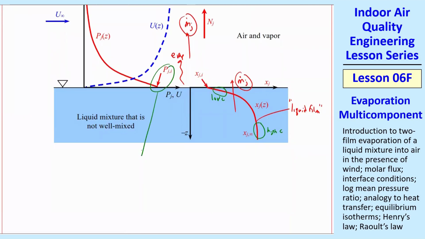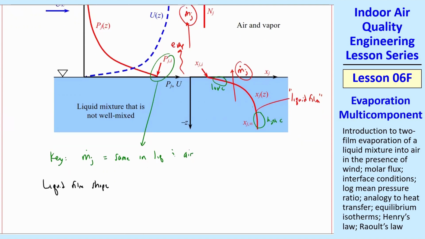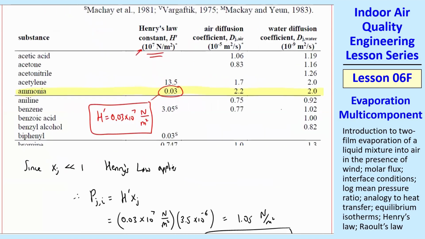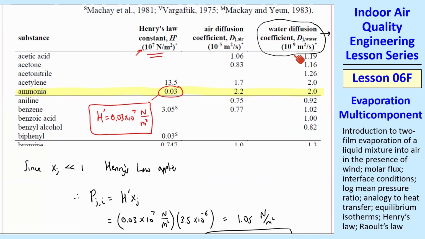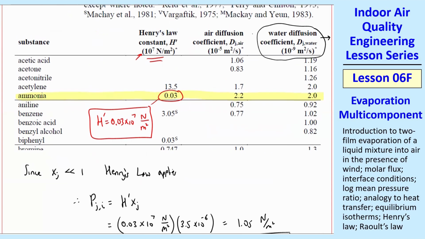The problem is to find PJI. The key here is that m dot j is the same in the liquid and the air, and sometimes you need to do some iteration to figure all that out. The liquid film shape, its extent and how big it is and its slope and all that, depends also on DJ water, which is also in Appendix A.9. We haven't talked about that yet, but if you look, say, at our ammonia, we have a water diffusion coefficient. Multiply this by 10 to the minus 9 in meters squared per second. This is kind of like DJ air, which is this middle column, but this is for water.